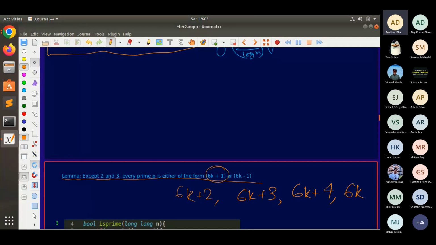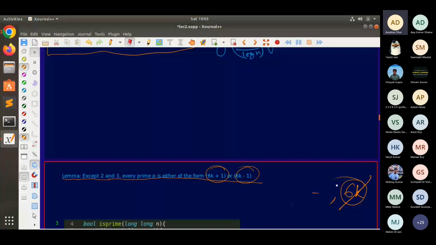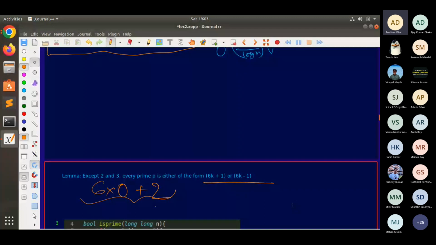So these are the only 6 kinds of integers that you can find. This is divisible by 2, this is divisible by 3, this is divisible by 2 again, and this is divisible by 6. So all of these are composite numbers. So checking only these is enough. And you know that 2 and 3 are primes. In fact, 6 into 0 plus 2 is divisible by 2, but it turns out that that is the smallest number that is divisible by 2, hence it's a prime.